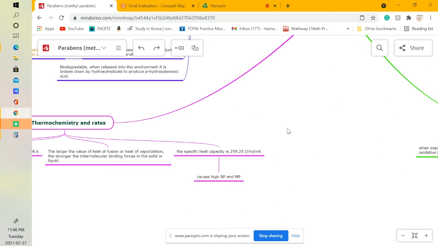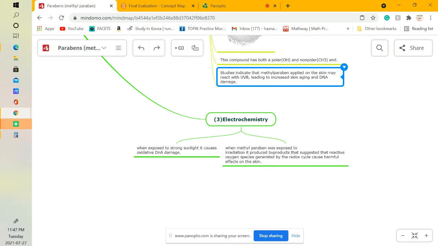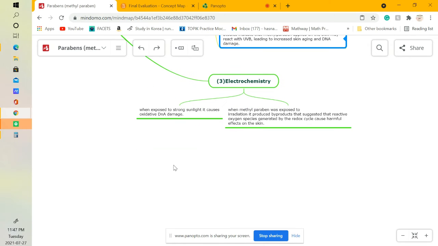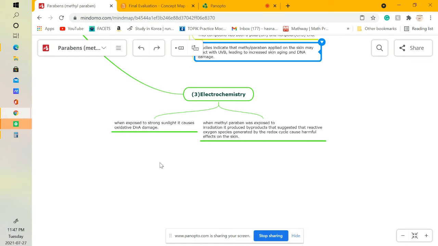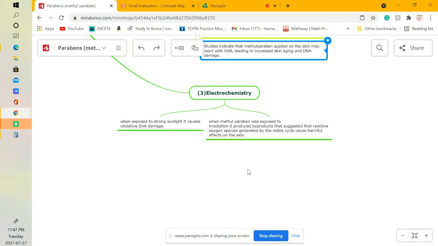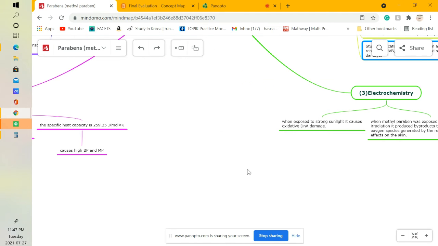Let's go on to the electrochemistry. Again, when exposed to strong sunlight, it causes oxidative DNA damage, which means that it might be carcinogenic to the skin. And when methylparaben was exposed in a study to irradiation, it produced byproducts that suggested that reactive oxygen species generated by the redox cycle cause harmful effects on the skin. When the methylparabens were on the skin and exposed to strong sunlight, this DNA damage was a result of that.